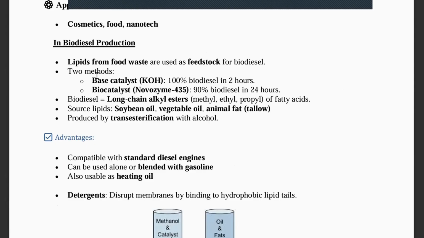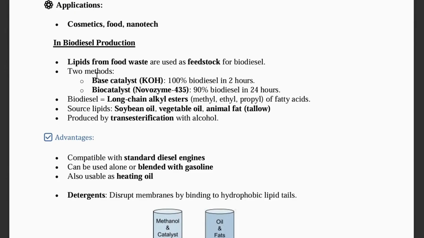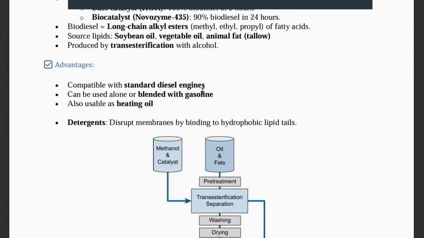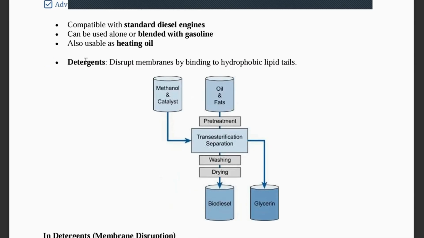There are two methods: one is base catalyst and the other is biocatalyst. Base catalyst is KOH, giving 100% biodiesel in 2 hours. Biocatalyst gives 90% biodiesel in 24 hours. Biodiesel is a long chain of alkyl esters, methyl, ethyl or propyl esters of fatty acids. These are produced by what? Transesterification with alcohol. The sources for this are soybean oil, vegetable oil or animal fat. You can use anything. The advantage is these are compatible with standard diesel engines and can be used alone or blended with gasoline. Also usable as heating oil.